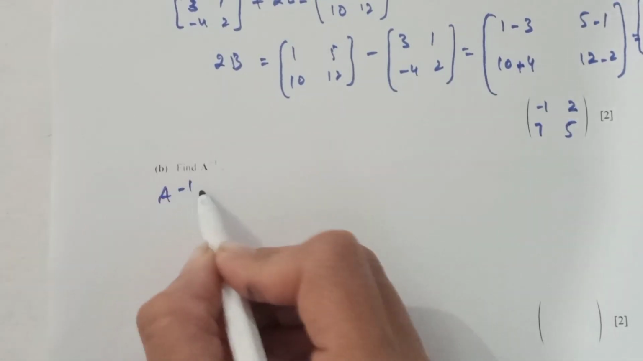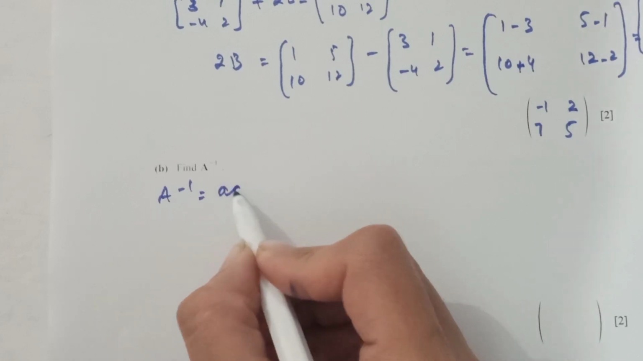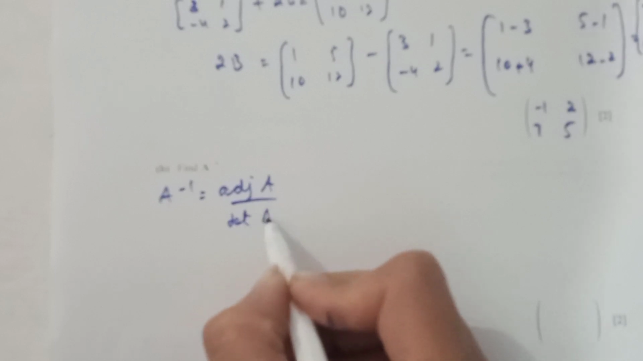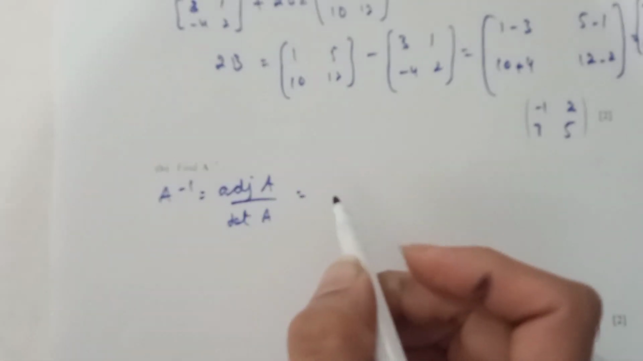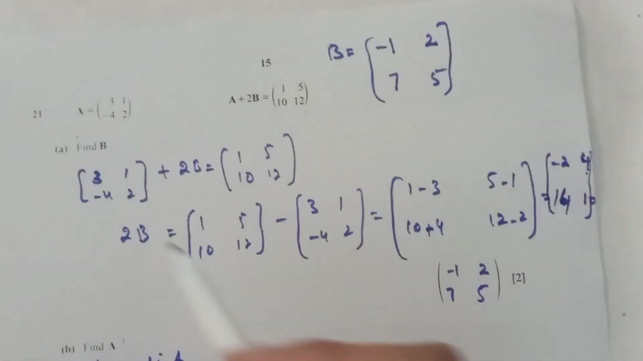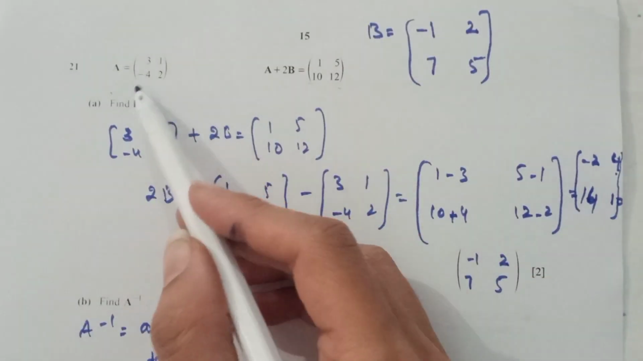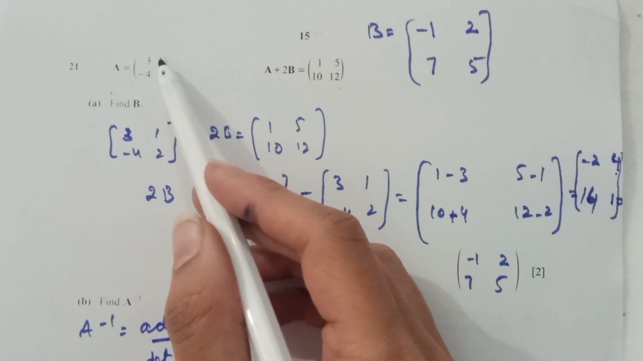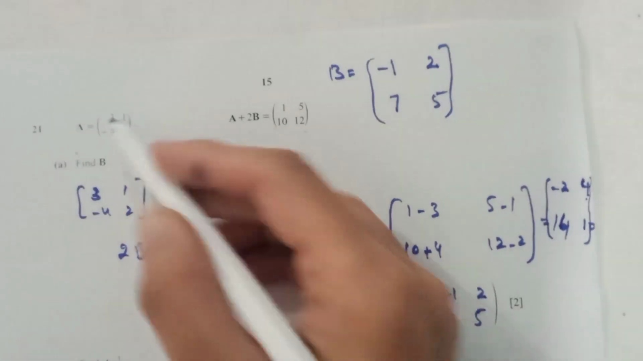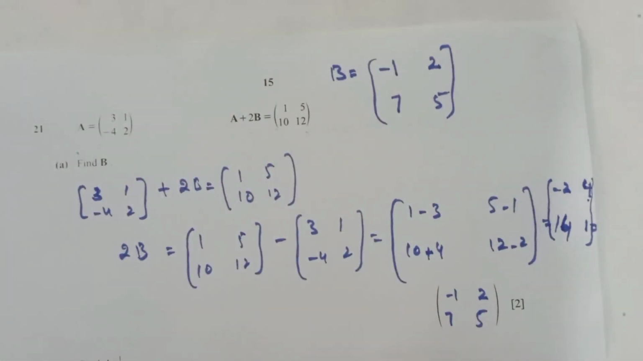And we know the formula: A inverse is equal to the adjoint of A over the determinant of A. Now for finding the adjoint of A, we have to change the sign of this diagonal and this position. We get 3, minus 1, 4, and 2. This position is changed; 2 comes there and 3 comes there.